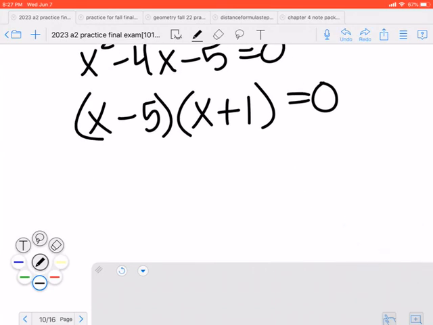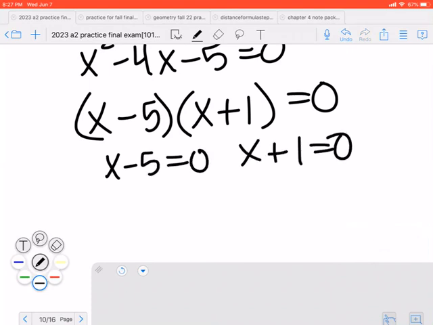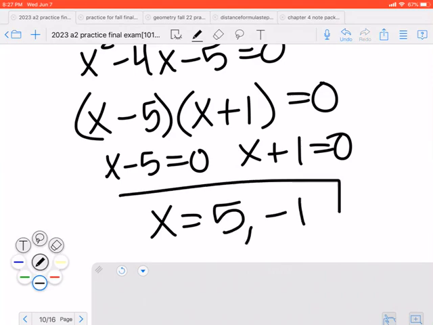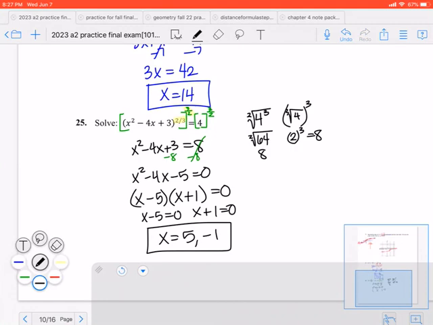So x minus 5 equals 0, and x plus 1 equals 0. Add 5 both sides, minus 1 both sides. X is 5 and negative 1.